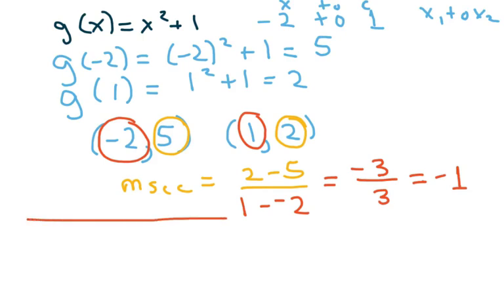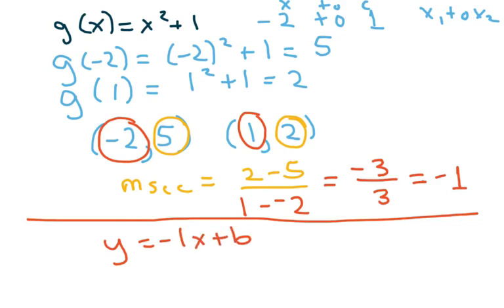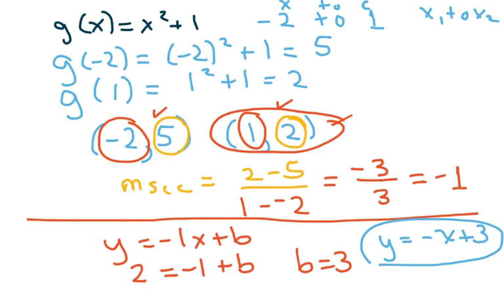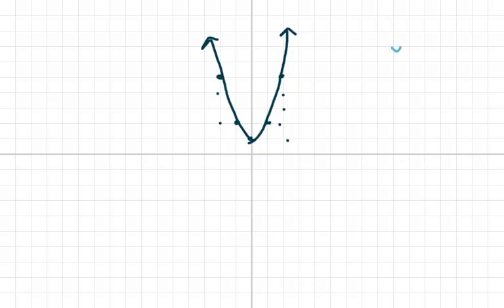And then I just have to write my equation of the secant line. So y equals negative 1x plus b. And I pick one of these points, either this one or this one. I'm going to pick this one. So y is 2 equals negative 1 plus b. So my b equals 3. Therefore, the equation of my secant line is y equals negative x plus 3. Okay? Negative x plus 3.